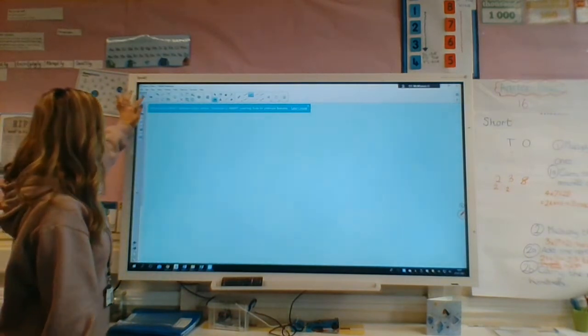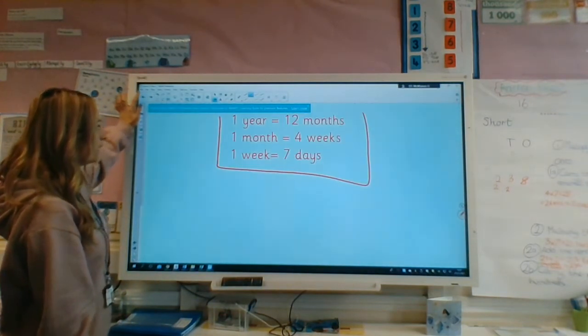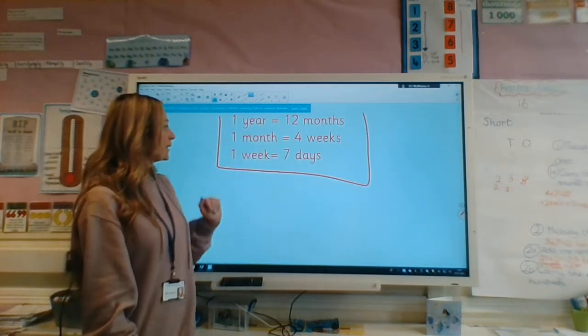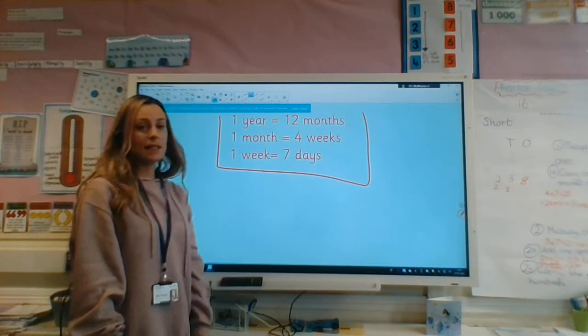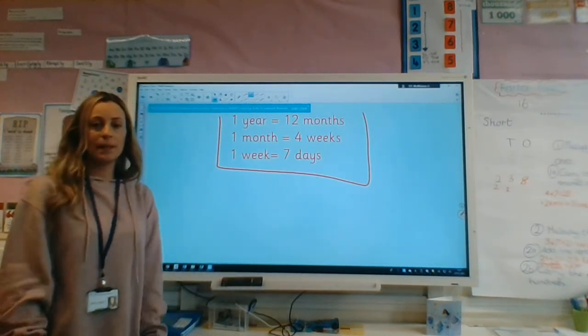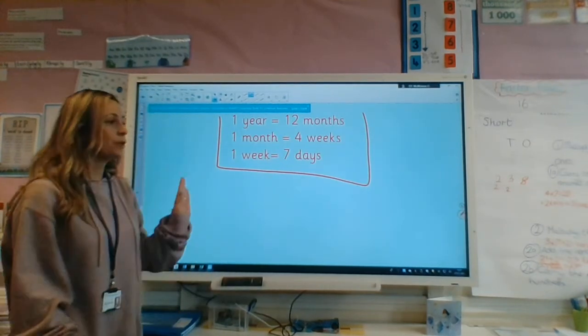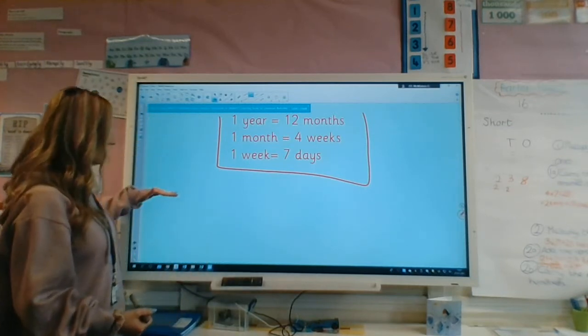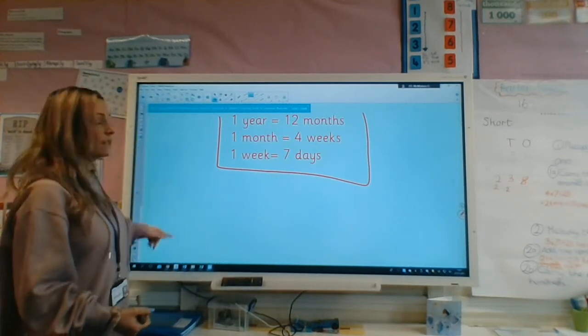You will be able to answer all these questions if you remember that there's 12 months in 1 year, 4 weeks in a month, and 7 days in a week. So you're using your multiplication skills to help you. You can use Community Builder to support you as well, or you could just write your times table there in order, so you can use that as a bit of a guide.